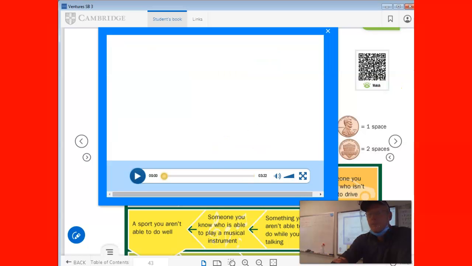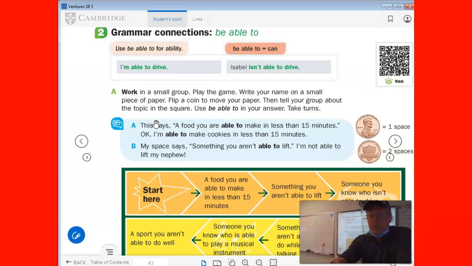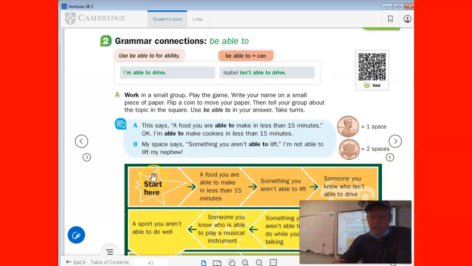Okay. All right. So this will be good practice to see if we can make some sentences, okay, from different situations. Can you read A to me?